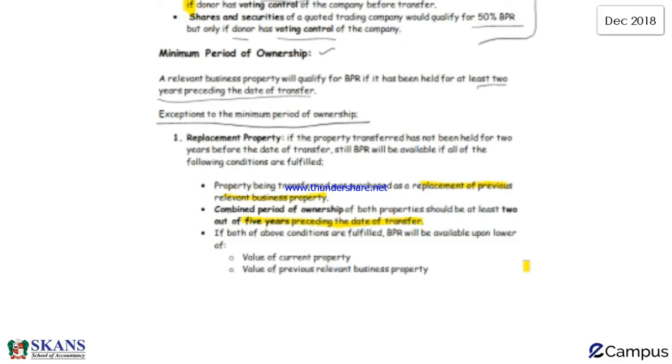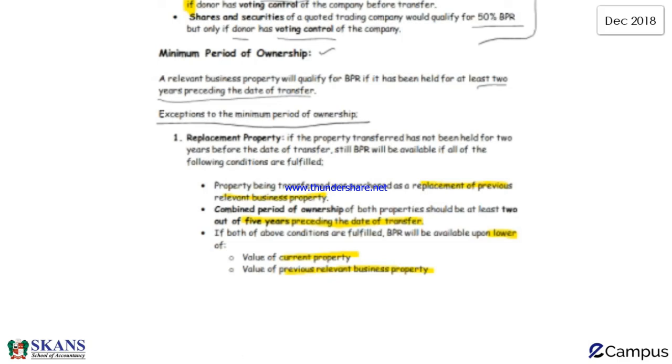But candidates, on transfer of value, we have to consider the value of the asset which was previously owned and the value of the property which we are currently transferring. We have to consider both values, and whatever the lower value is, we will only be able to claim BPR on that. Okay, moving on.